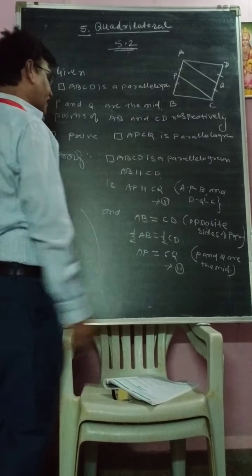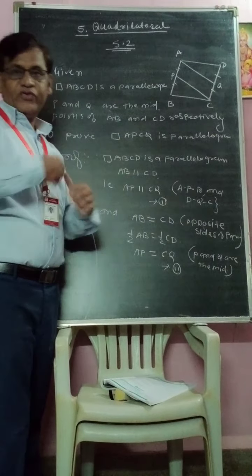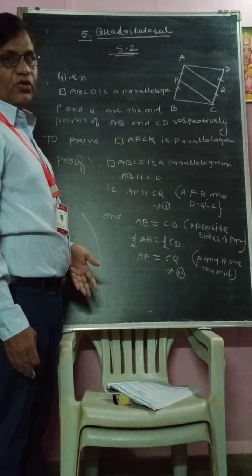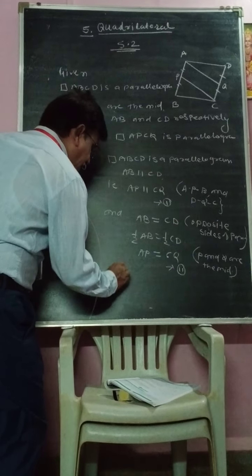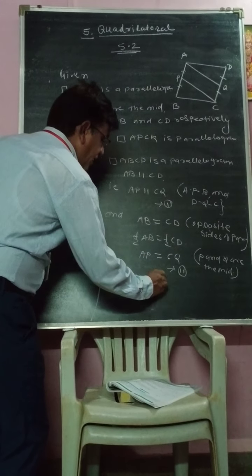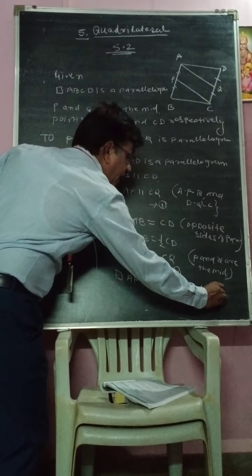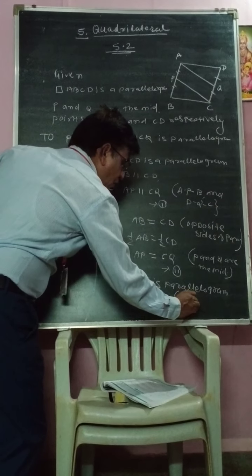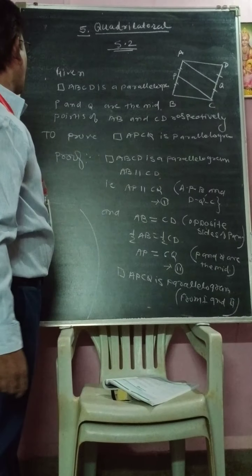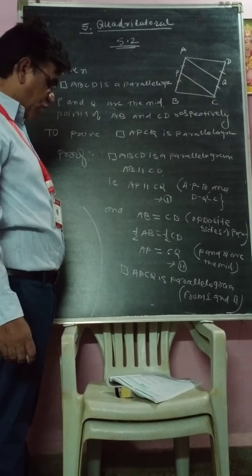Now from 1 and 2, what did we get? AP is parallel to CQ and AP is congruent to CQ. It means opposite sides are parallel and congruent, so this quadrilateral is a parallelogram. Therefore, you can say that quadrilateral APCQ is a parallelogram, from 1 and 2. In this way, you can prove that APCQ is a parallelogram. Hence, it is proved.